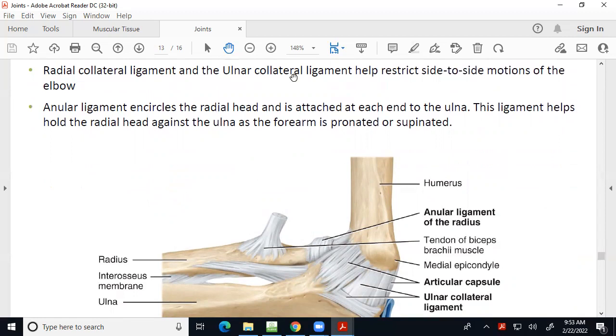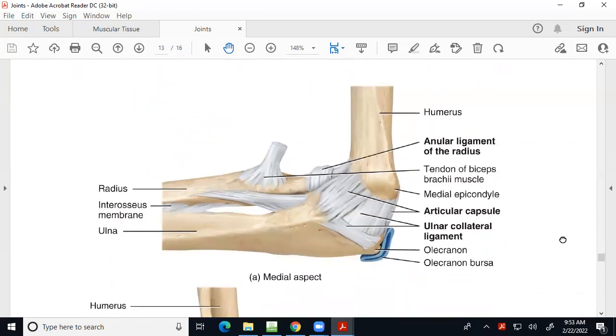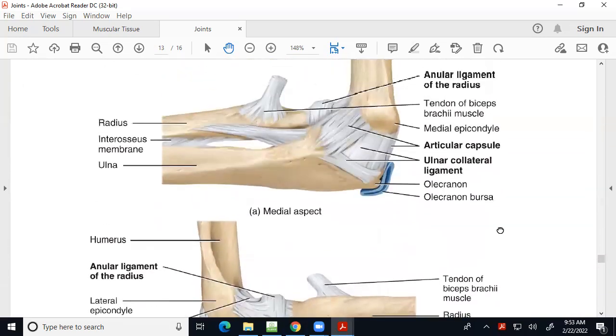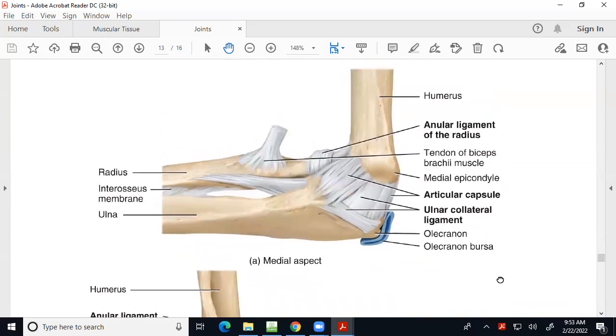The next two structures I want to talk about are what we call the radiocollateral ligament and the ulnar collateral ligament. These are on the side of the elbow and help restrict side-to-side motions. If we think about what we've previously learned, on the exam, if you see either of these pictures, it will tell you if we're looking medially or laterally, so that'll be a helpful guide. But if you can't remember, find the point of the elbow. That's going to tell you that this is the ulna, because this is the olecranon. That's the point of your elbow.